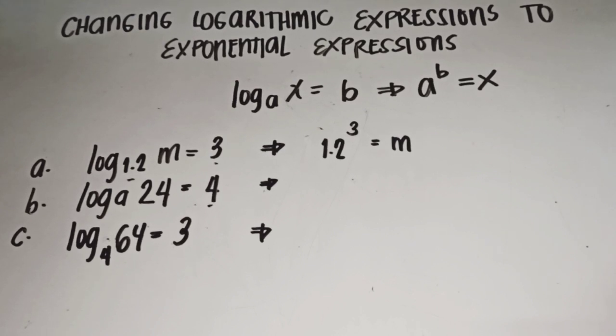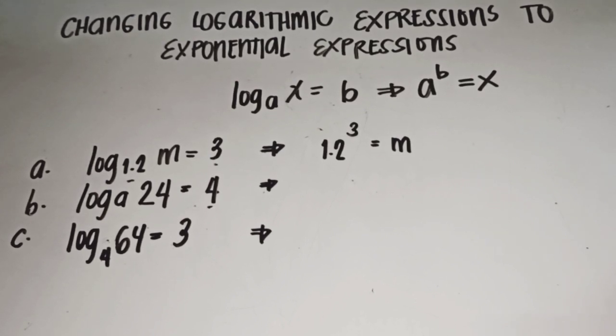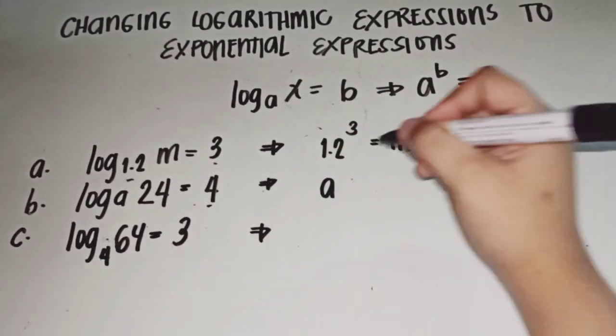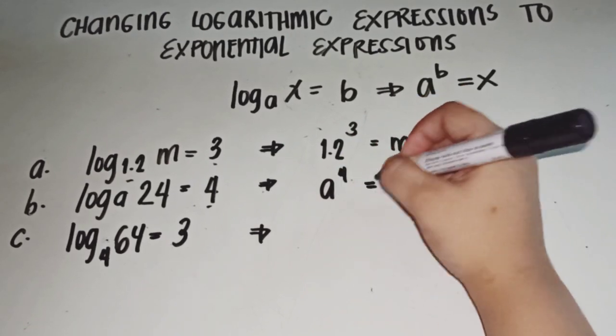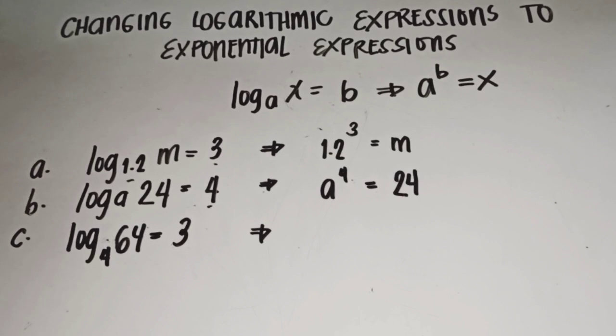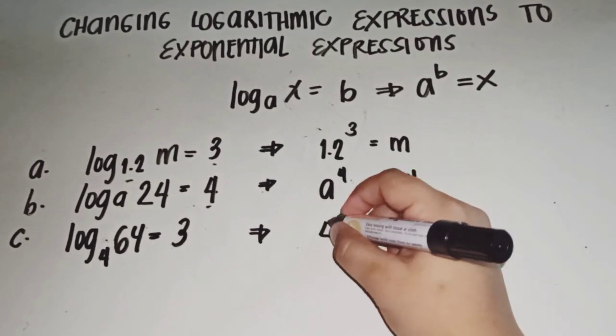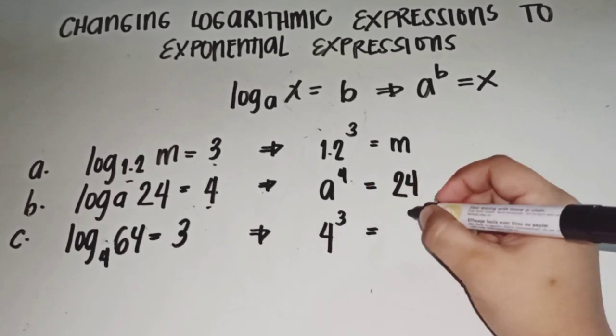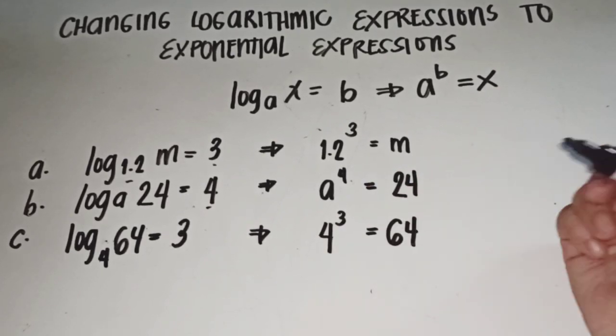Letter B, log of 24 to the base a is equal to 4. Write our base, which is a, raised to 4 is equal to 24. Letter C, logarithm of 64 to the base 4 is equal to 3. Write our base 4 raised to 3 is equal to 64.